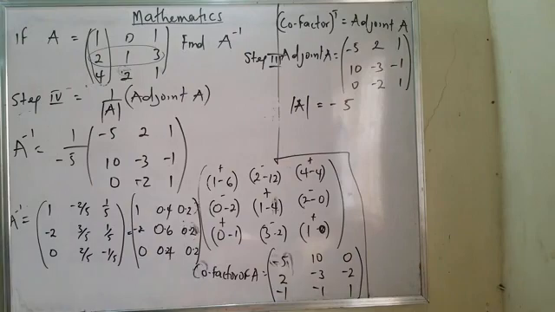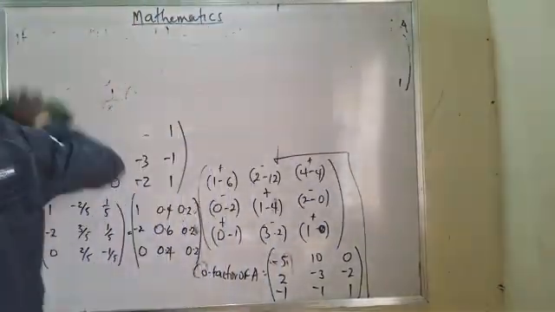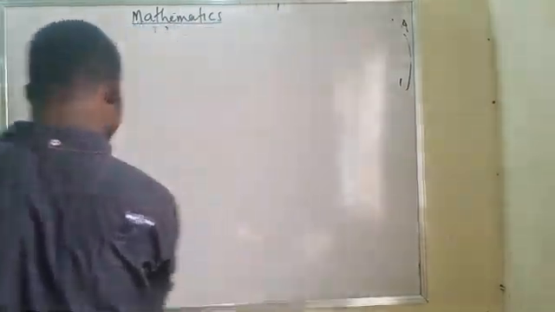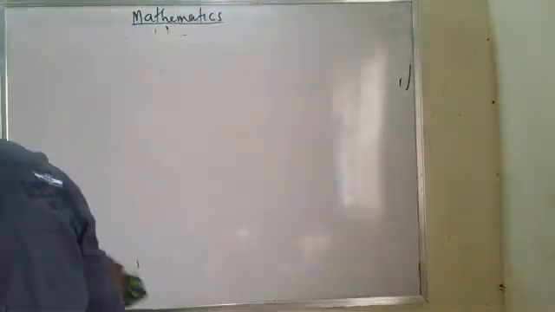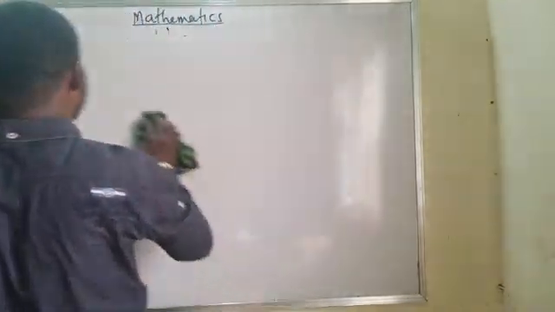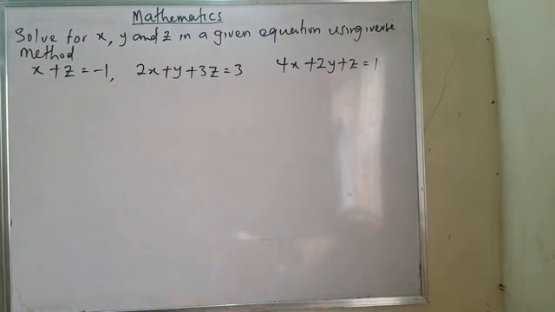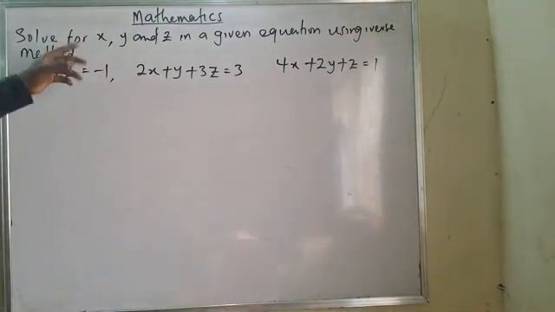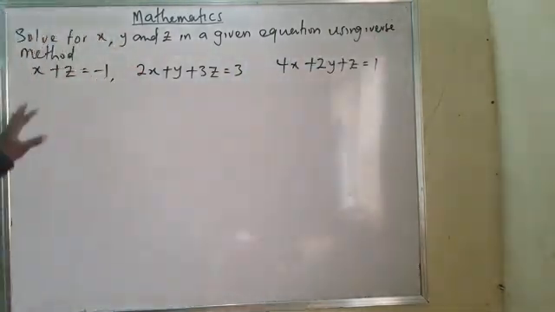Now, let me quickly explain the second part, the second outline, which is called the inversion method, or application of the inverse of a 3 by 3 matrix. Now, if something like this is given, look at this question. I will use this to explain what is called the inversion method. Now solve for x, y, and z in the given equations using the inverse method.